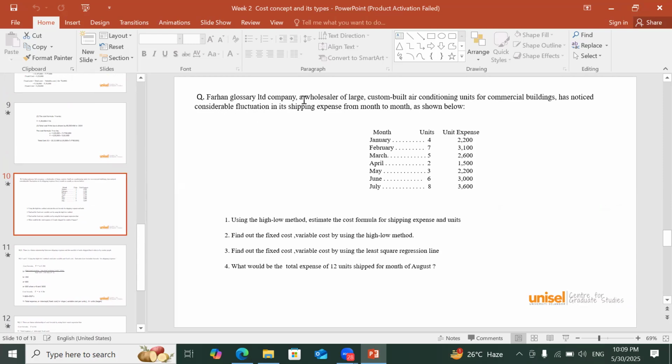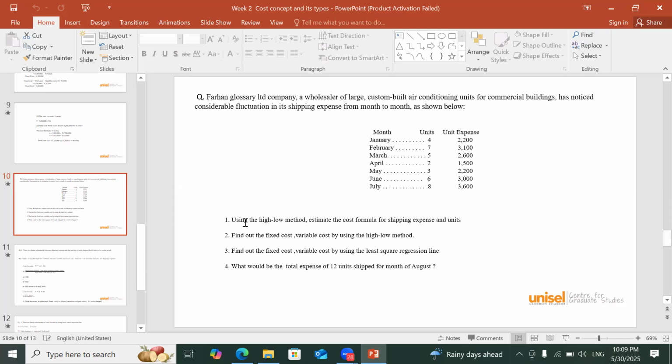Harar Grocery Limited Company, a wholesaler of large custom-built air-conditioned units for commercial buildings, has noticed a considerable fluctuation in its shipping expense from month to month as shown below. Months: January, February, March, April, May, June, July. Units: 4, 7, 5, 2, 3, 6, 8. Shipping expense: 2,200, 3,100, 2,600, 1,500, 2,200, 3,000 and 3,600.